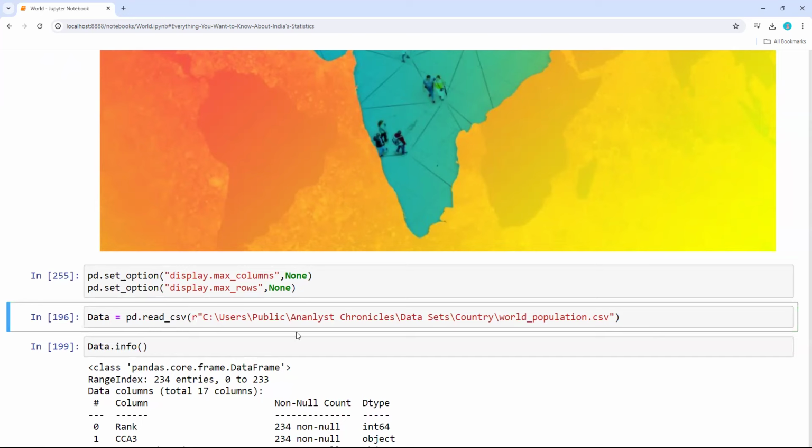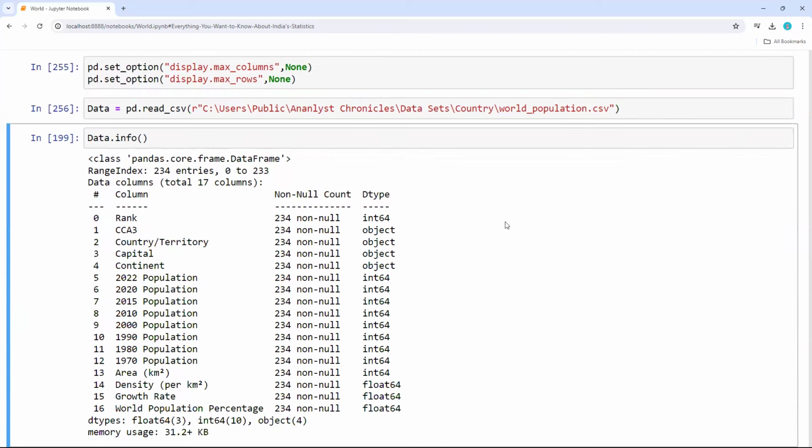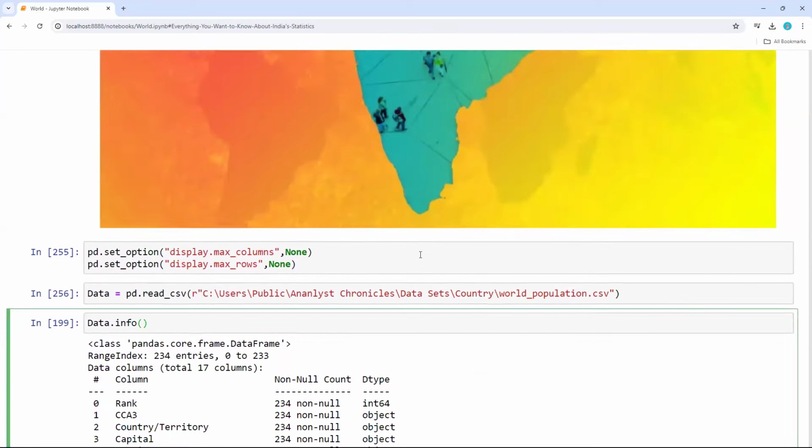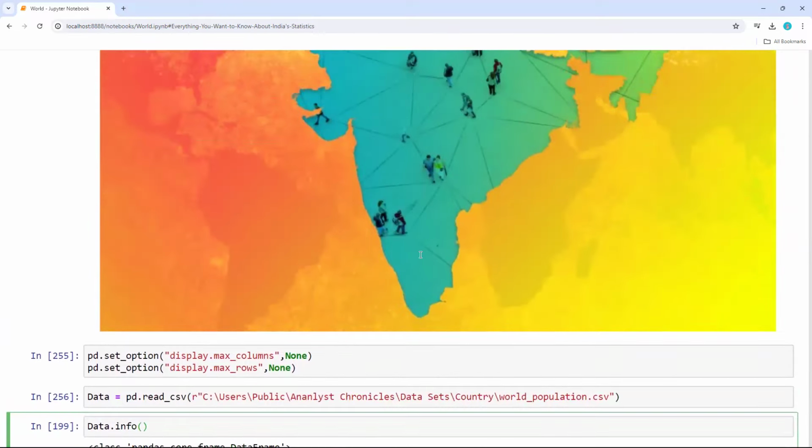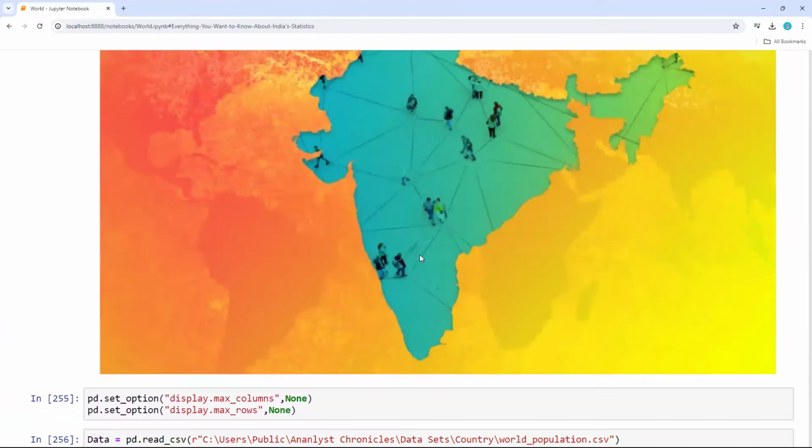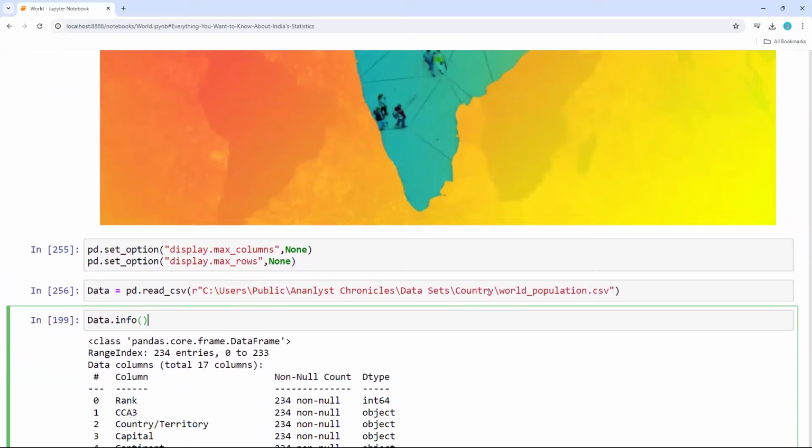So this is my first data set. It is about the population. I collected this information from Kaggle. It has countries data, like what is the population from country to country. I just wanted to take only India, so I'm going to filter it with the India name. And so this is my data set. I loaded it into a variable called data.